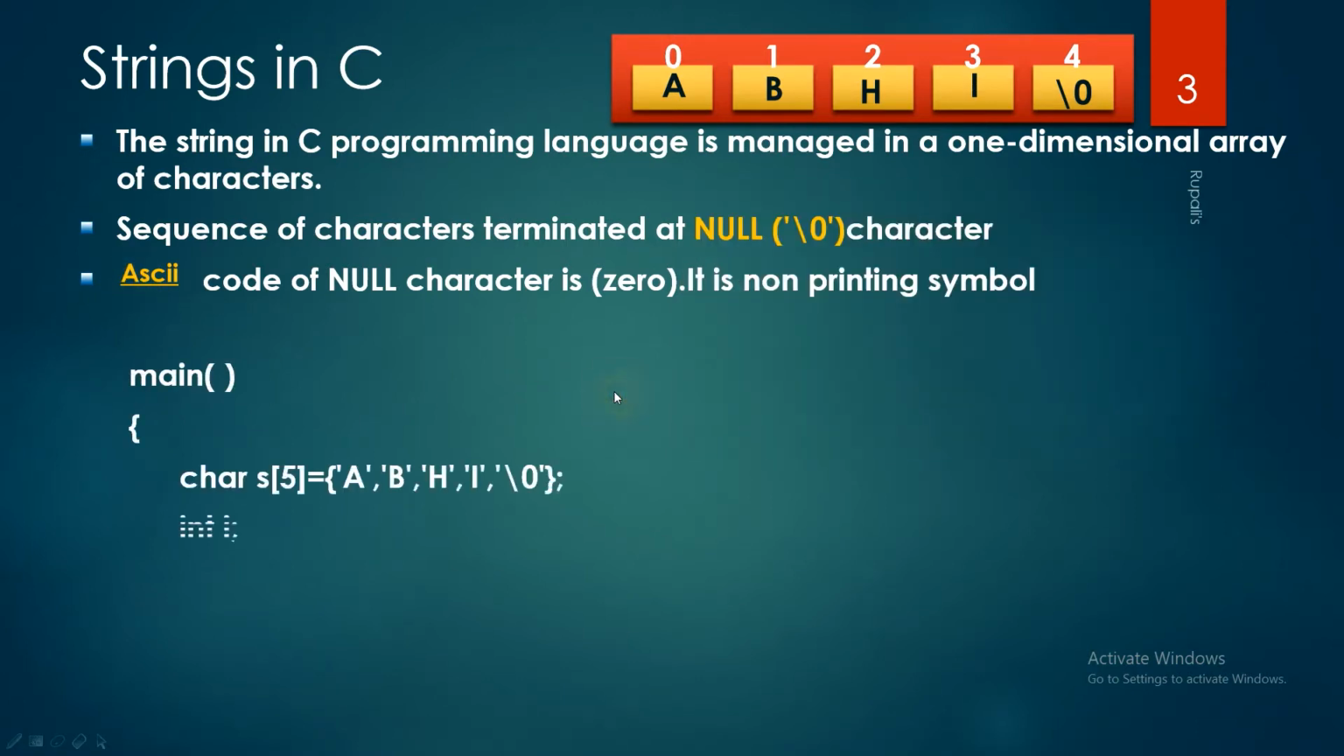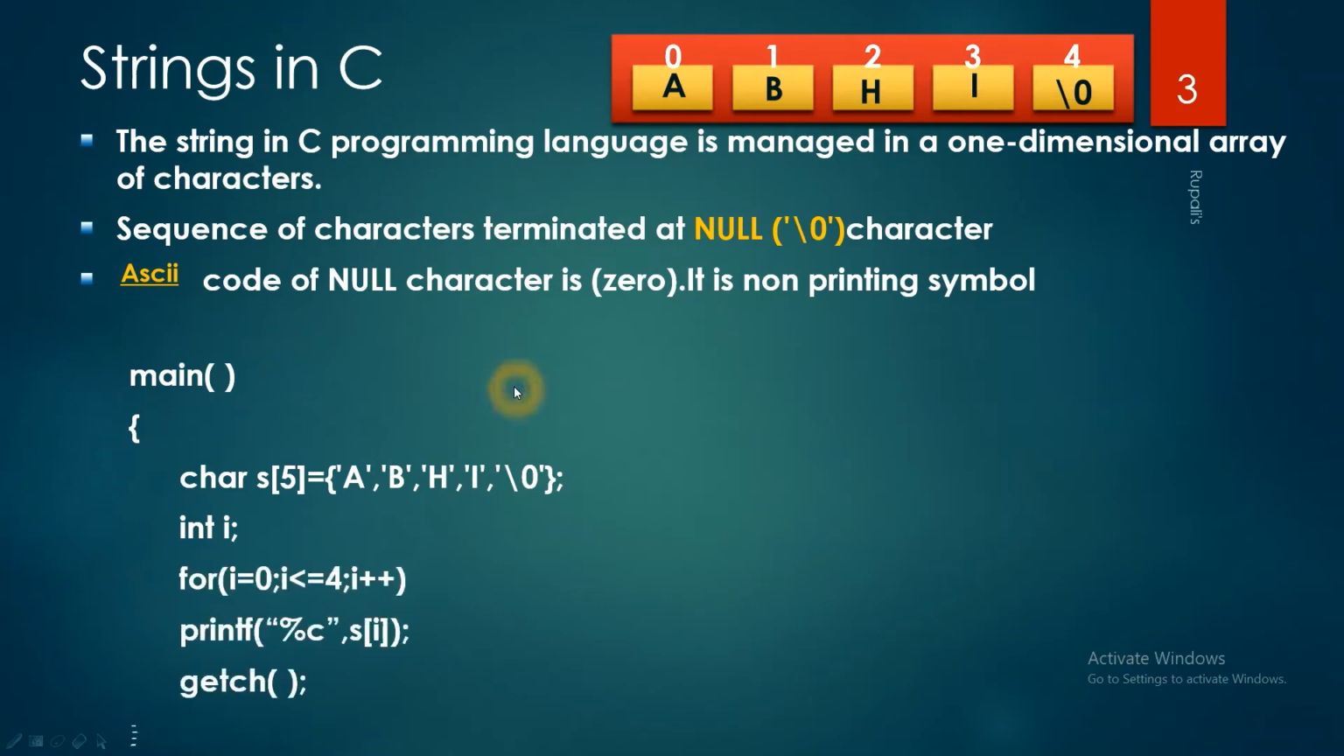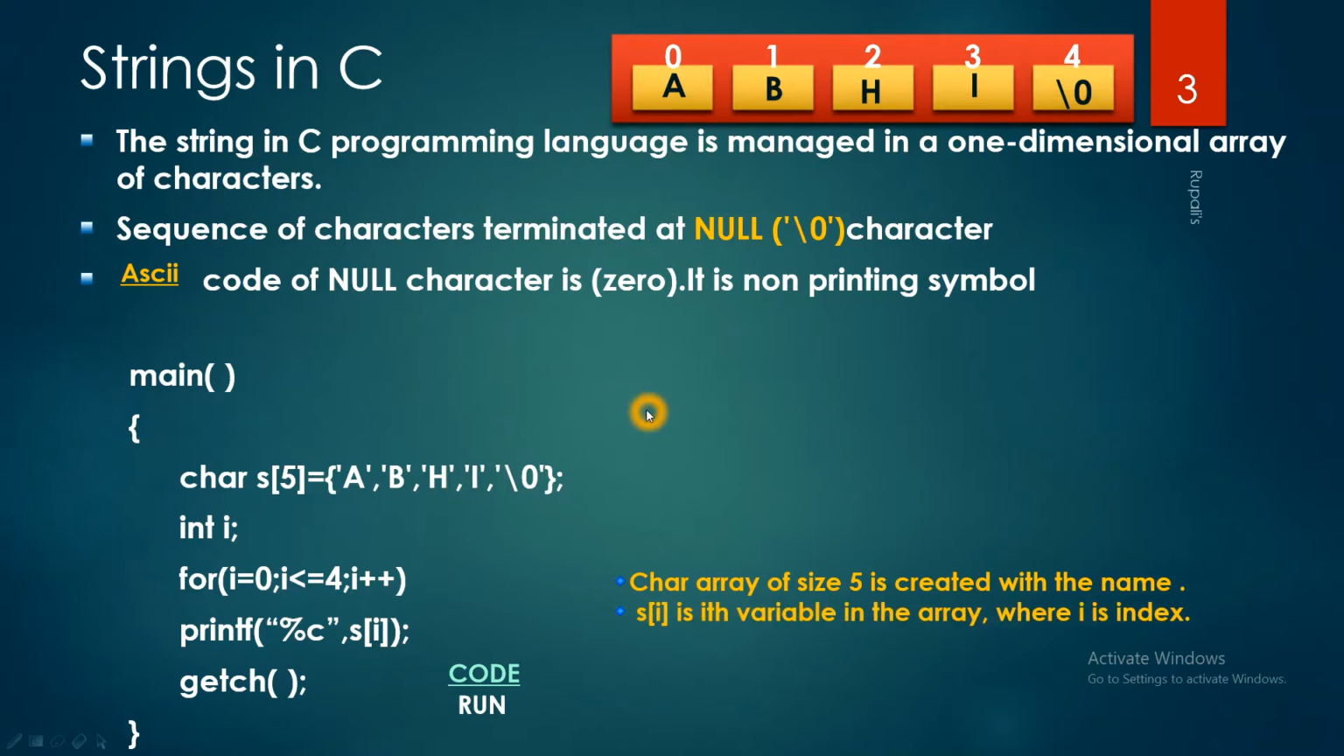Take one example. Here I am declaring one character array of length 5. I start one for loop from 0 to 4 and I want to print this array. So here a character array of size 5 is created with the name s. s[i] is the ith variable in the array where i is the index. The null character is automatically stored at the 4th index of this array. Now see the code.